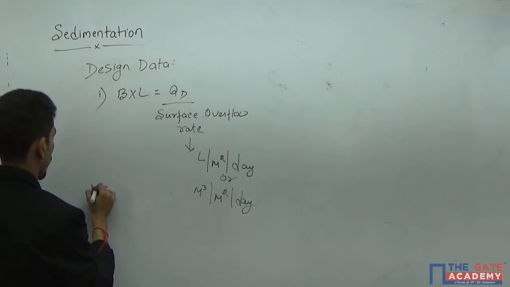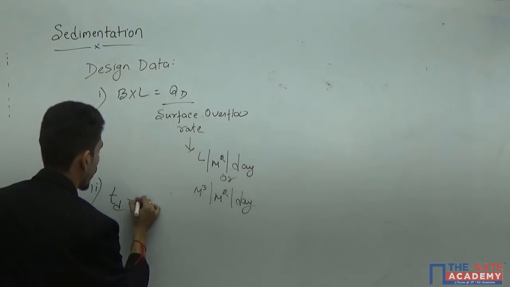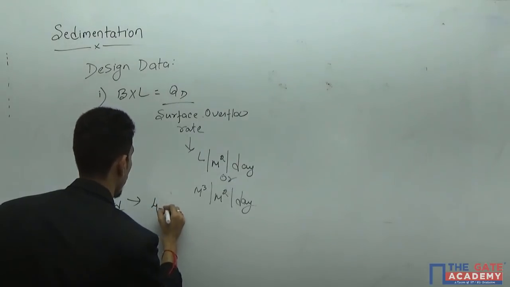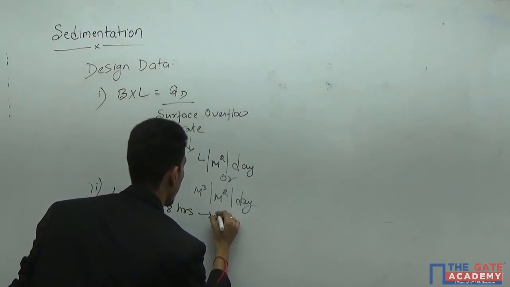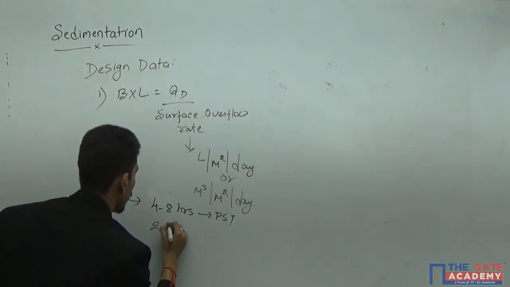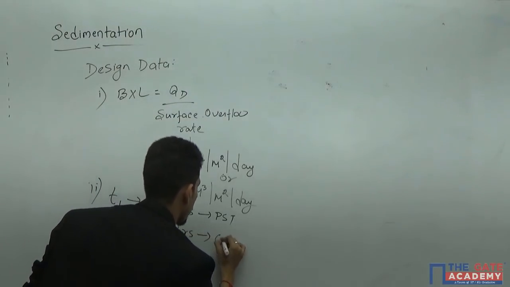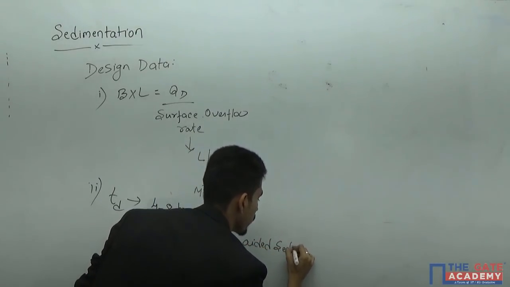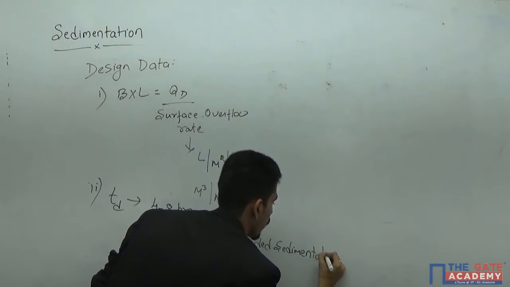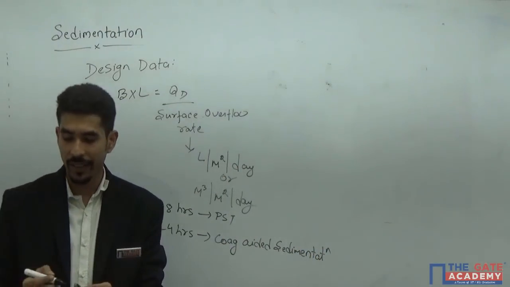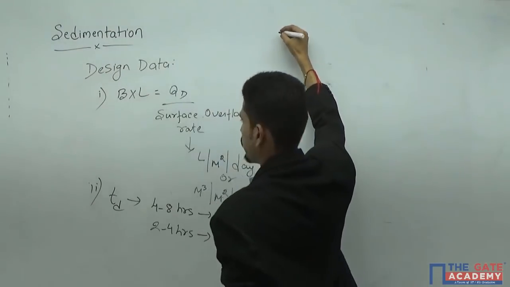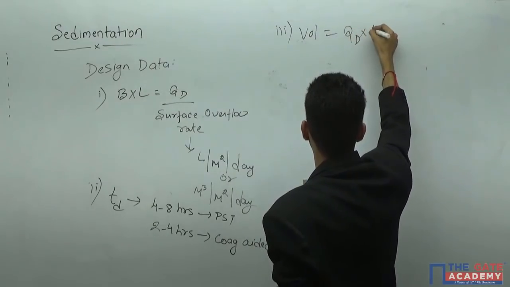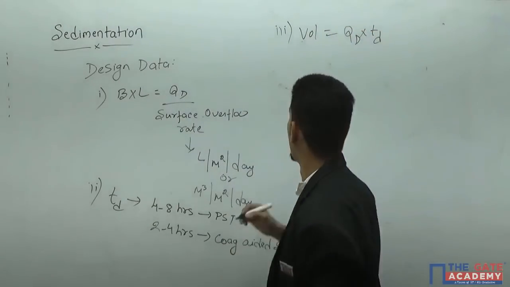Second is detention time. The detention time for PST, plain sedimentation tank, is taken as 4 to 8 hours, and 2 to 4 hours for coagulation aided sedimentation. Volume is calculated as QD into detention time.